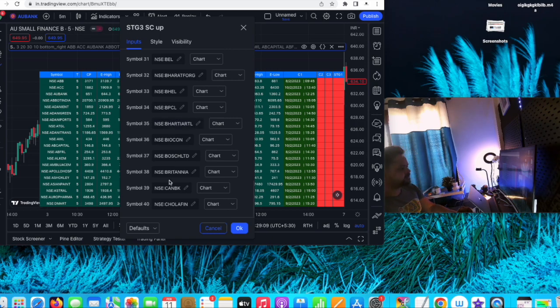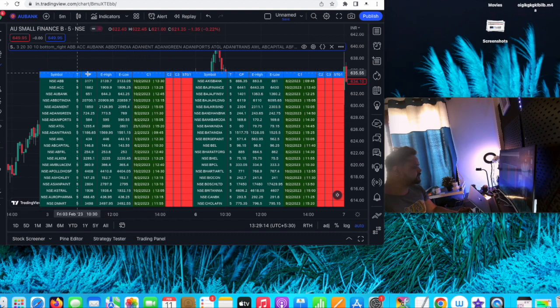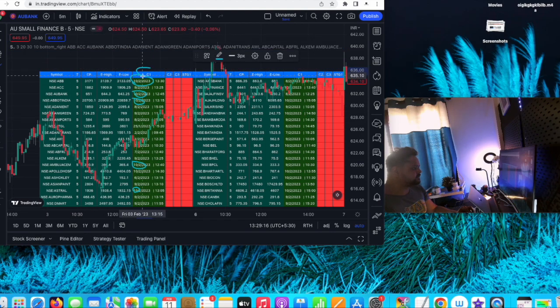This is how I have designed this particular scanner, and you have to look at the C1. As soon as the C1 turns green, it means a breakout, along with the timestamp, right? You also have to check for the date that is on the current date. If you can see over here, BEL on 10th, it has given at 11:40 a.m. a breakout. So this is how you're going to scan instead of going to each and every chart.